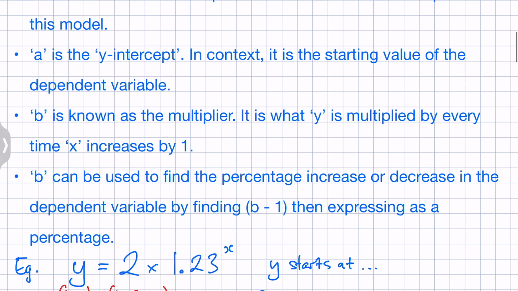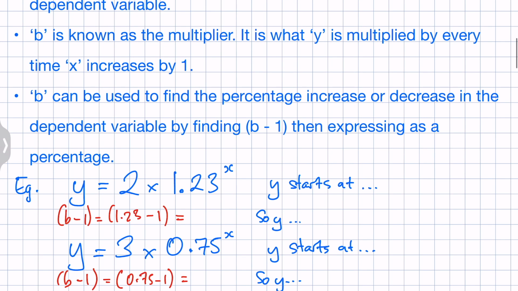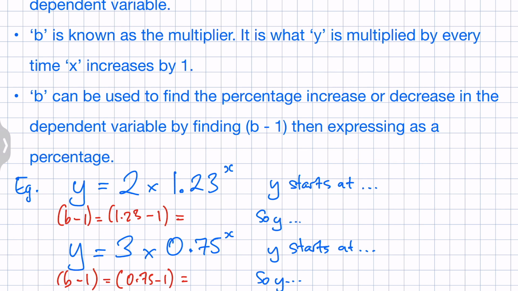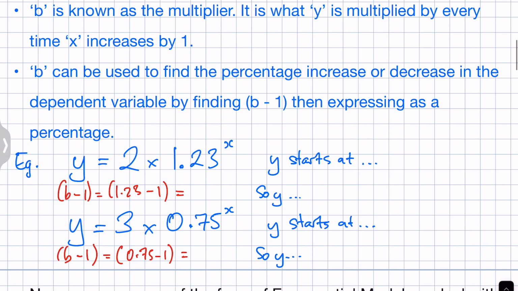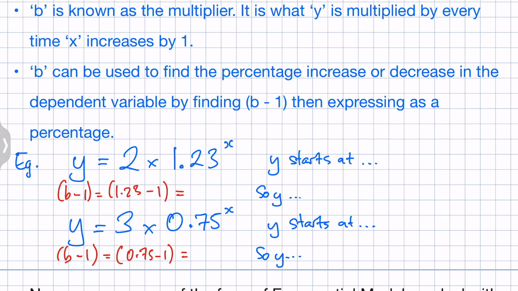The tricky thing with b is that if you express it as a percentage, then you can interpret questions like this. So let's demonstrate that here. For example, I've got this model here, y is equal to 2 times 1.23 to the power of x. I've told you that a is the y-intercept. It's the starting value. So in this model, what would y start at? What number is a in that model? 2. So y starts at 2. That's how we interpret that.